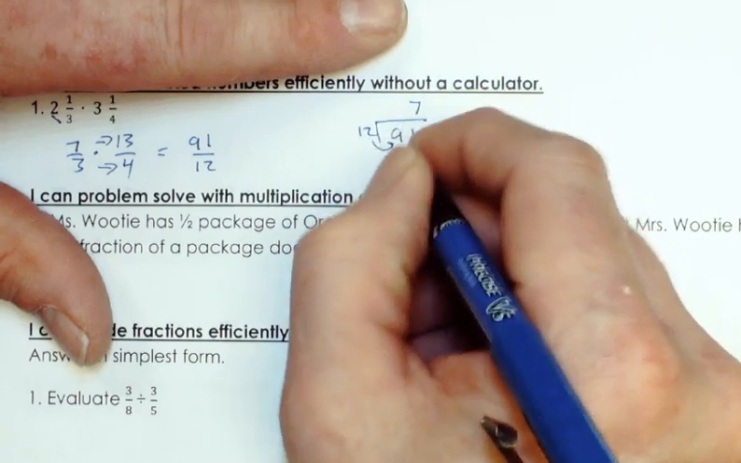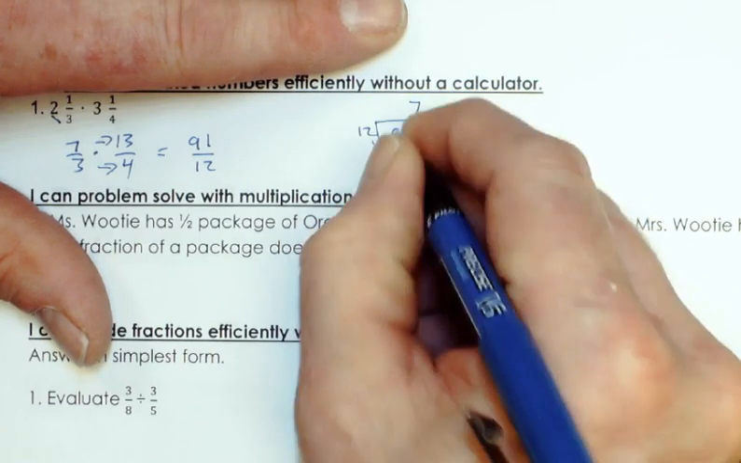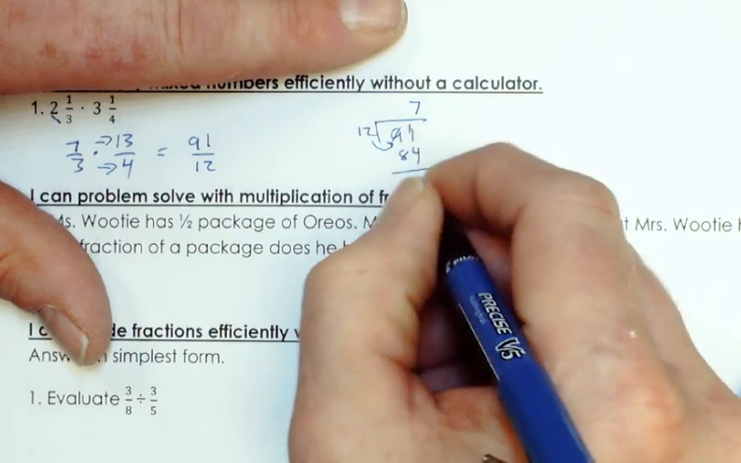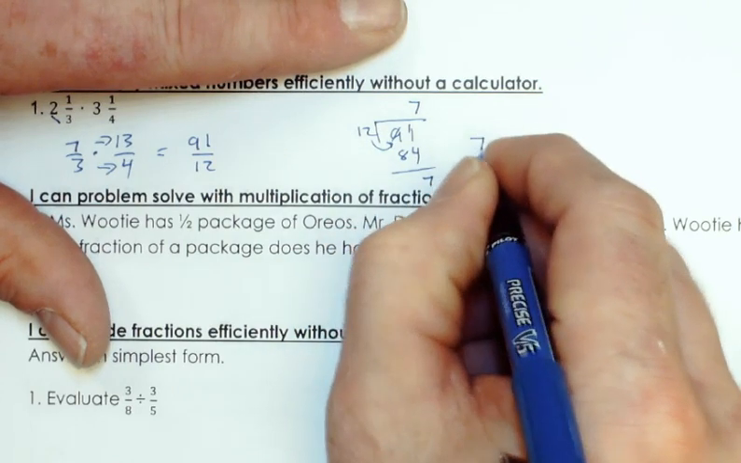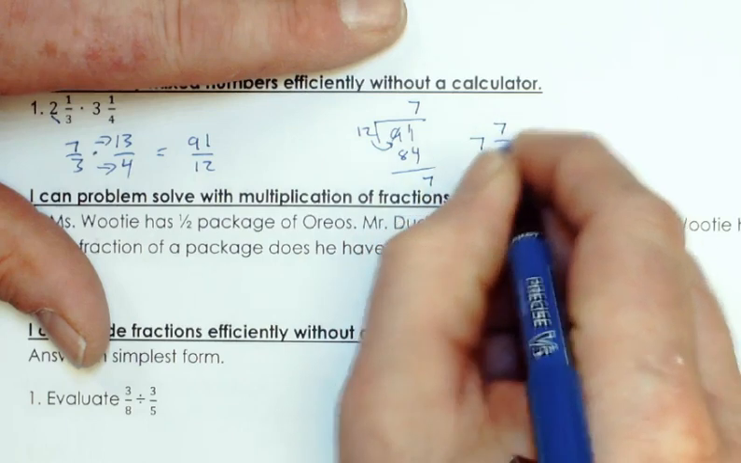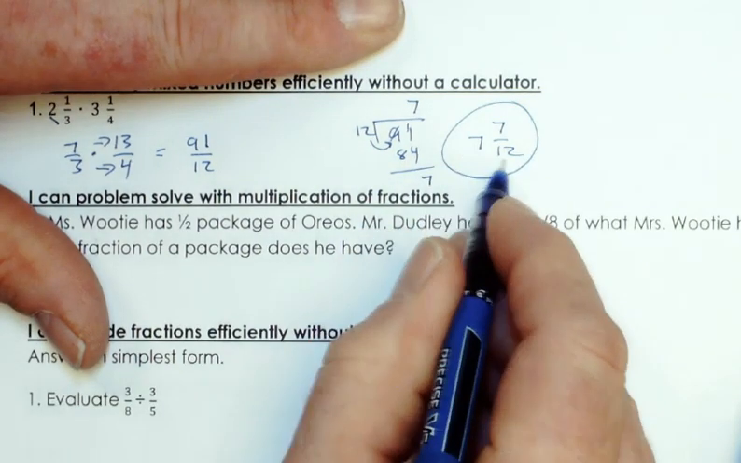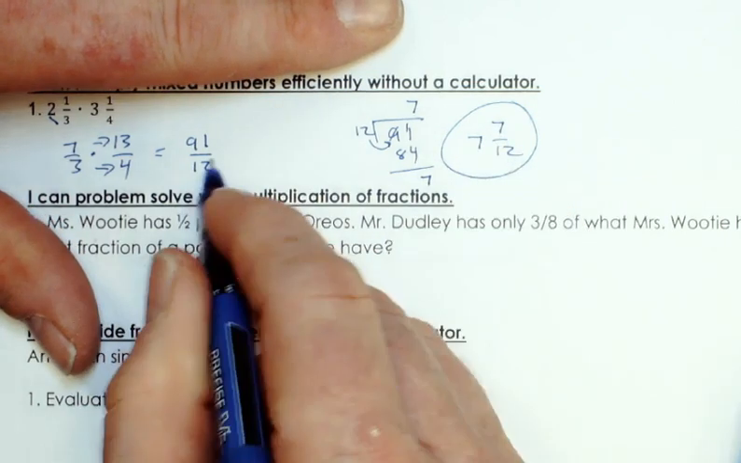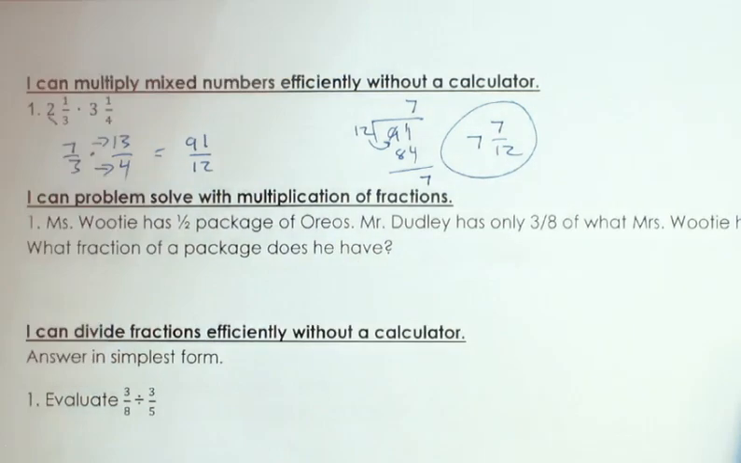So 7 times 12 is 84. You can subtract here. 11 minus 4 is 7. 8 minus 8 is 0. So my answer is 7 and 7/12. If I'm not sure, I can just multiply 7 times 12 is 84 plus 7 more gives me that 91/12.